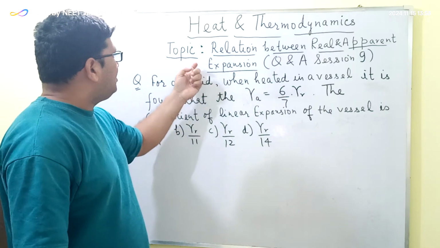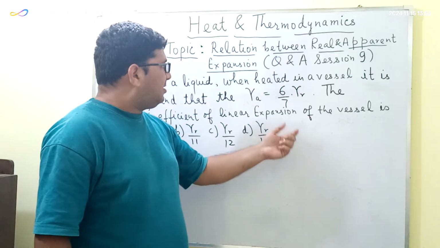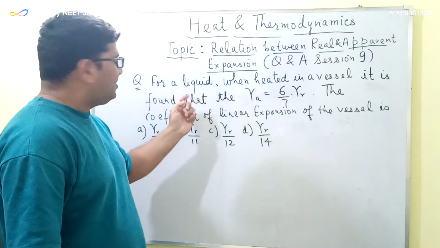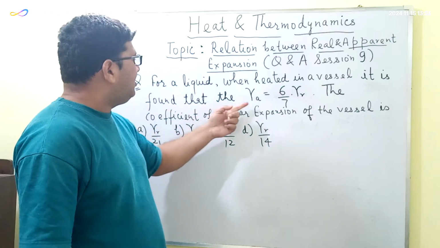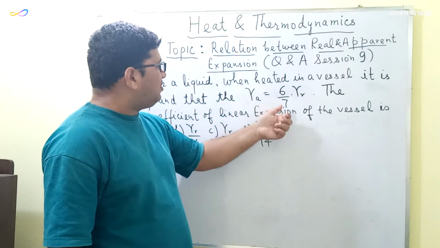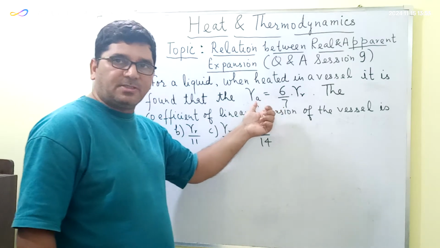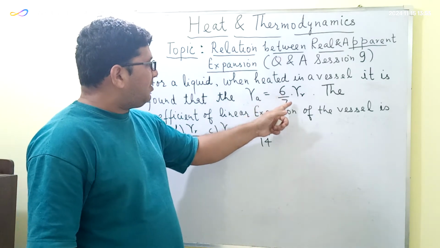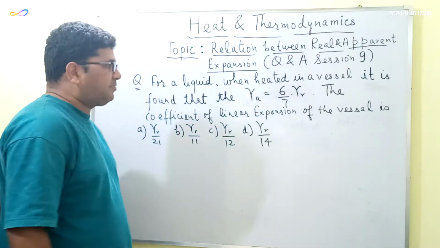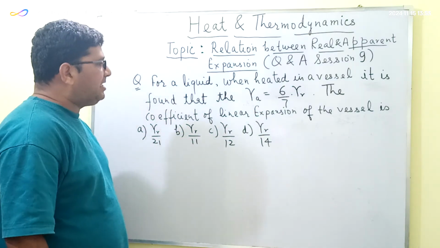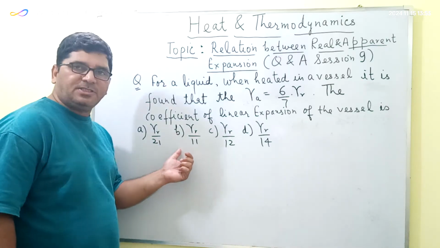So based on this topic, I have selected one question for this session. The question is: for a liquid when heated in a vessel, it is found that the apparent coefficient of expansion is equal to 6/7 times the coefficient of real expansion. So the coefficient of linear expansion of the vessel is... there are four options here, and we have to find the correct one.